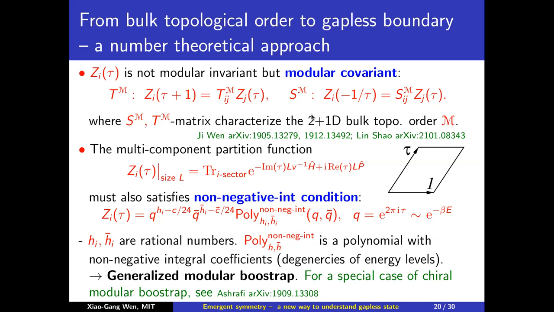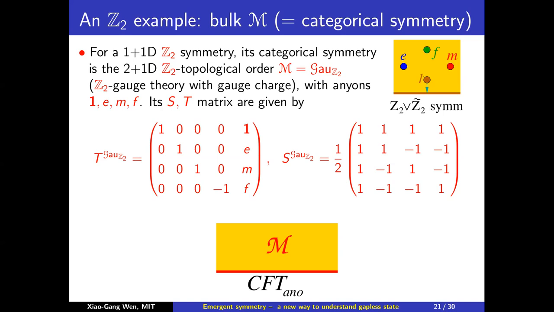So this is basically the story. That is, the bulk topological order may determine the boundary partition function in an algebraic sense. Or maybe I want to say this is all a number theoretical way, because we need this polynomial with non-negative integer coefficients. How to input that condition into our calculation is pretty much a challenge. Okay, so actually I think that's basically the main thing, and we can really do it.